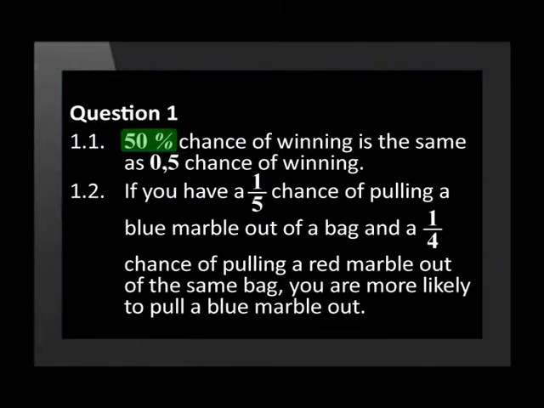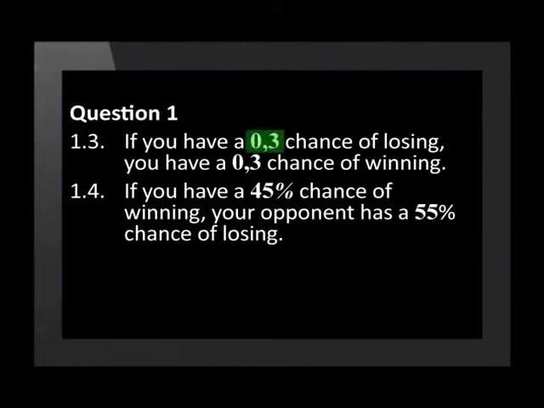50% chance of winning is the same as 0.5 chance of winning. If you have a fifth of a chance of pulling a blue marble out of a bag and a quarter of a chance of pulling a red marble out of the same bag, you are more likely to pull a blue marble out. If you have a 0.3 chance of losing, you have a 0.3 chance of winning. If you have a 45% chance of winning, your opponent has a 55% chance of losing.